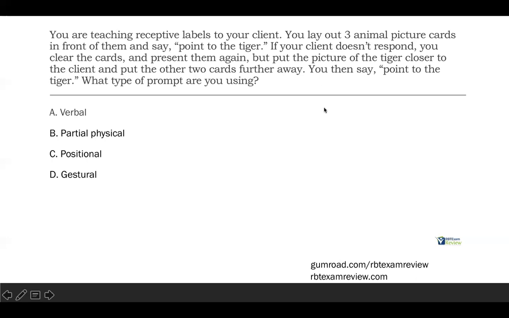So, if I'm moving the stimuli in a certain position, one's further or one's closer, and the other 2 are further away, what am I doing? I'm delivering a positional prompt. Okay. So you don't want to overcomplicate this stuff. Just because now we're doing ABA, the words and the definitions don't change. Okay, they're just applied to our practice. But verbal and gestural and positional all still mean the same thing they've always meant, okay? Just in the context of prompts. Don't try to change the words, okay? Just apply them to ABA techniques, okay? So you are using a positional prompt in this scenario.